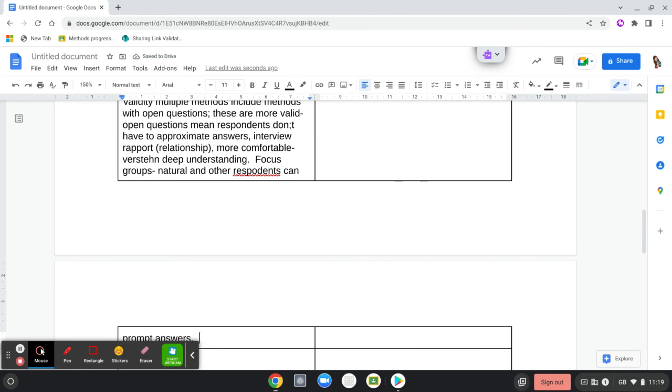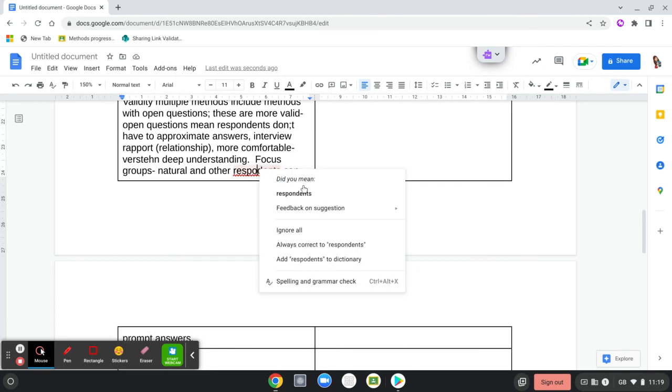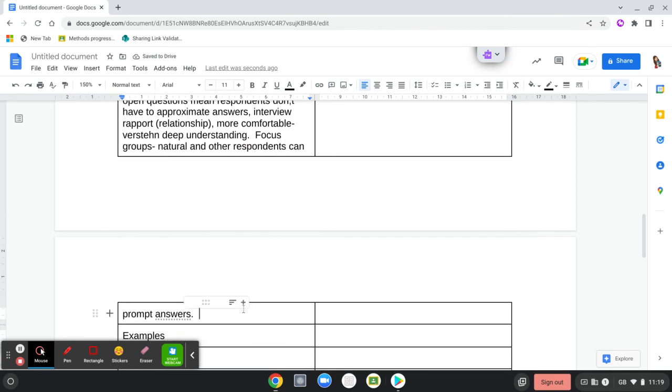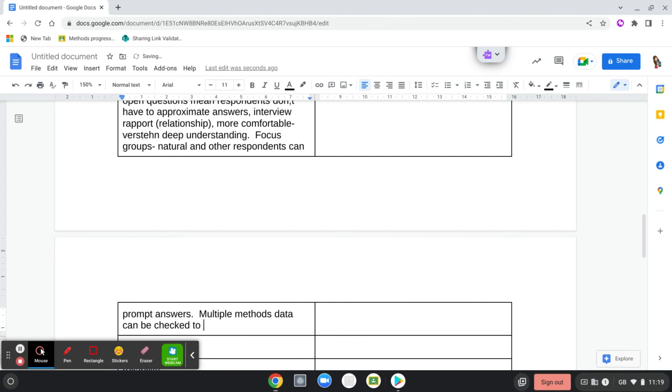So I've kind of gone off just generally about qualitative methods, if they're used in multiple methods, being really valid. So I've kind of gone off a little bit, but it's all methodologically sound. But I'm also going to say that multiple methods data can be checked to ensure the validity. So basically, you can use multiple methods and their data to check the validity, to check they are really accurate.